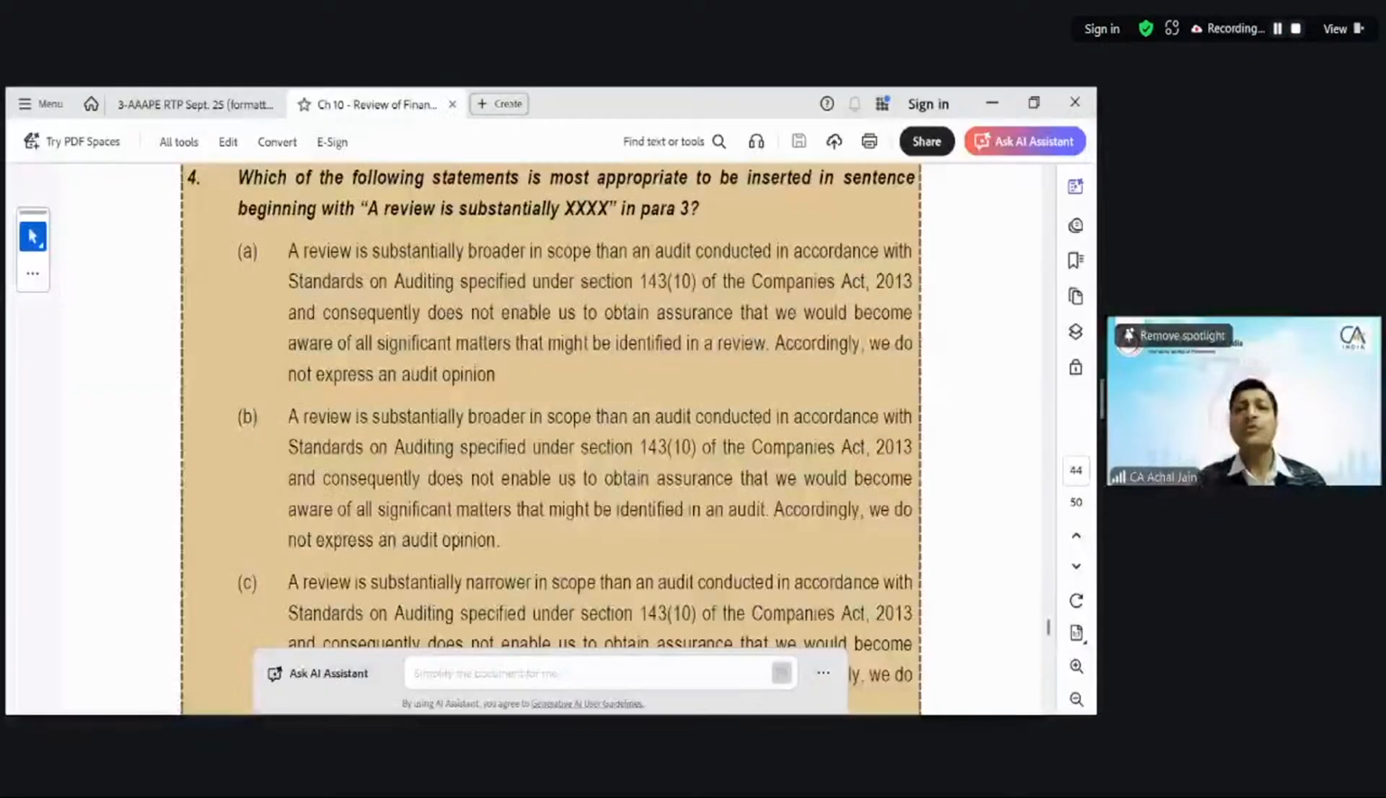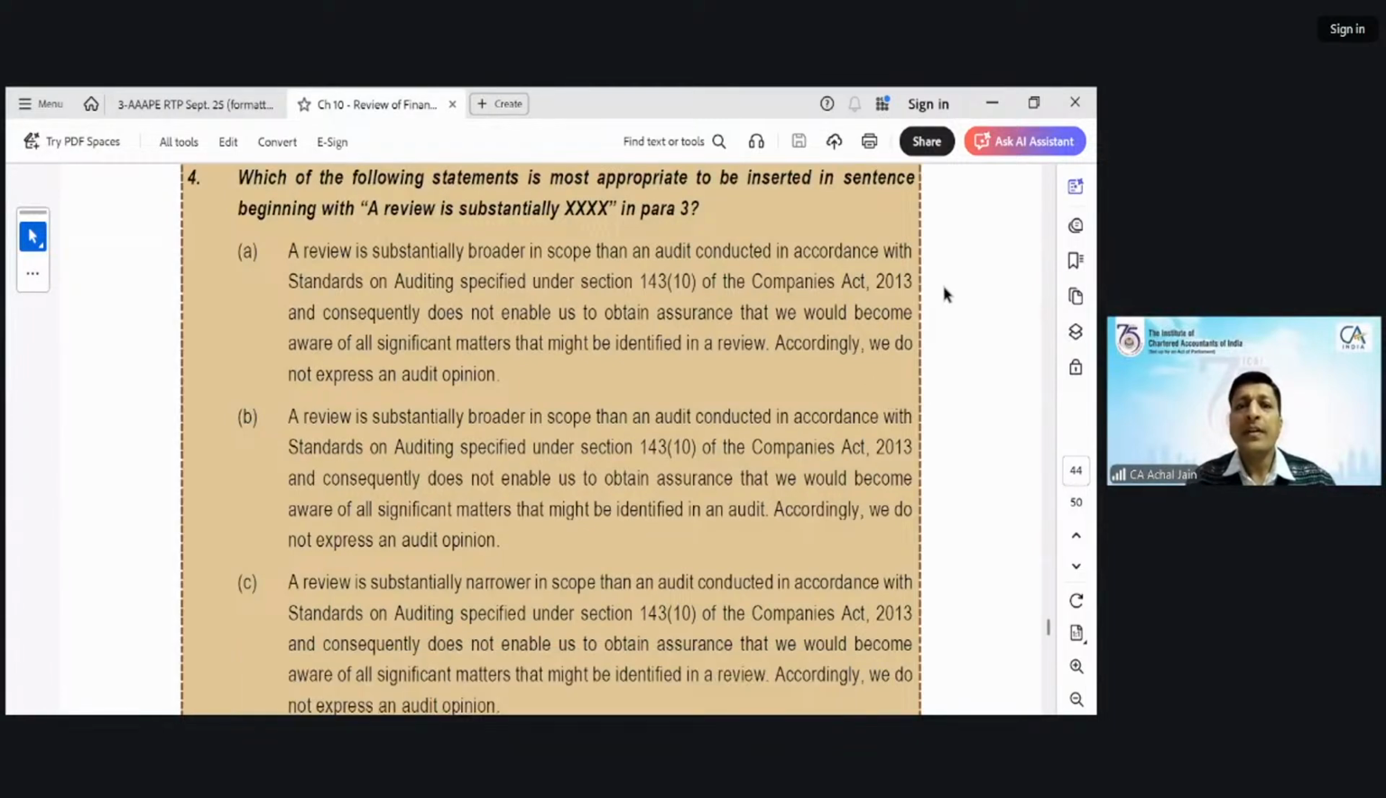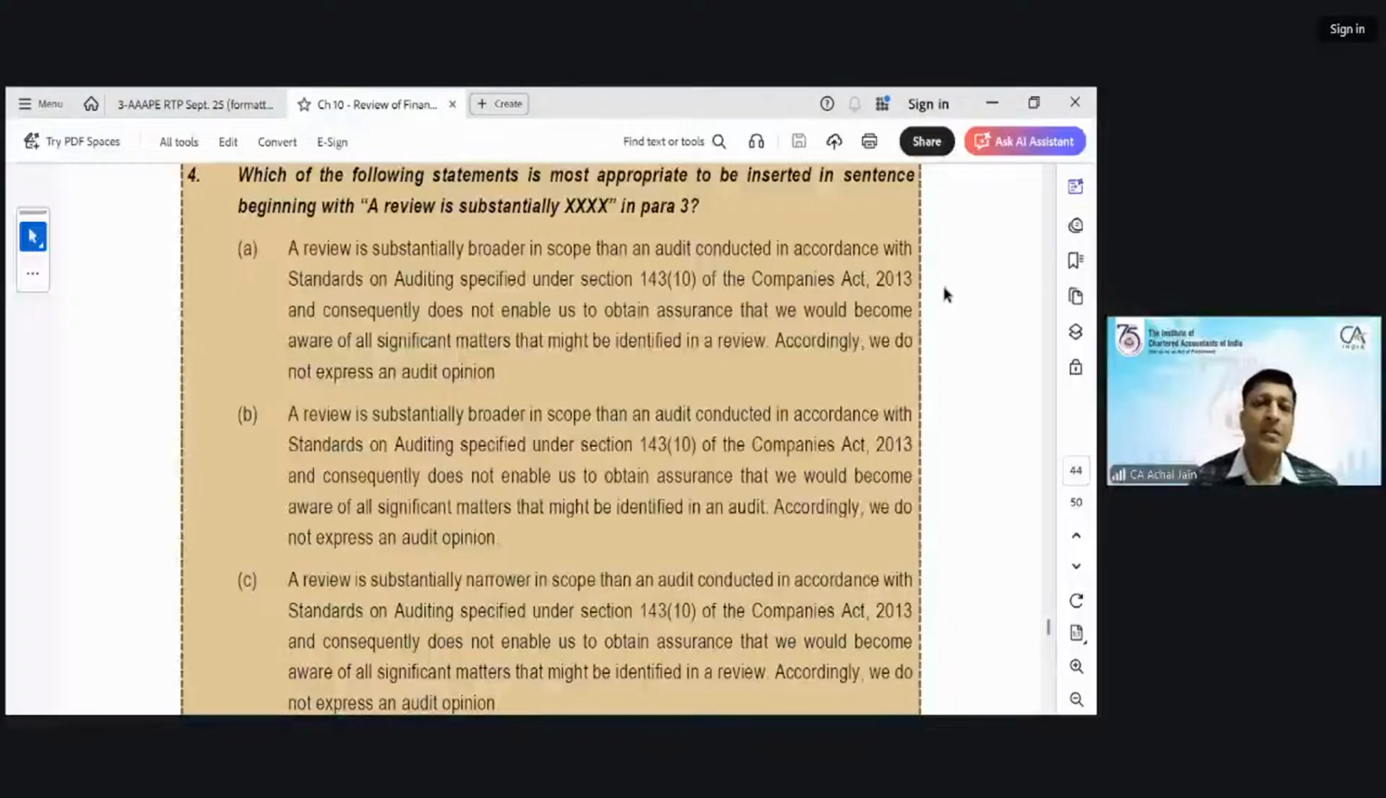All right. So now, which of the following statements in the given case that we refer to is the most appropriate sentence? Means you need to explain which one you will include here. A: A review is substantially broader in scope than an audit and consequently does not enable us to obtain assurance that we would become aware of all the significant matters that might be identified in a review. Accordingly, we do not express an audit opinion. Means the language you need to specify.